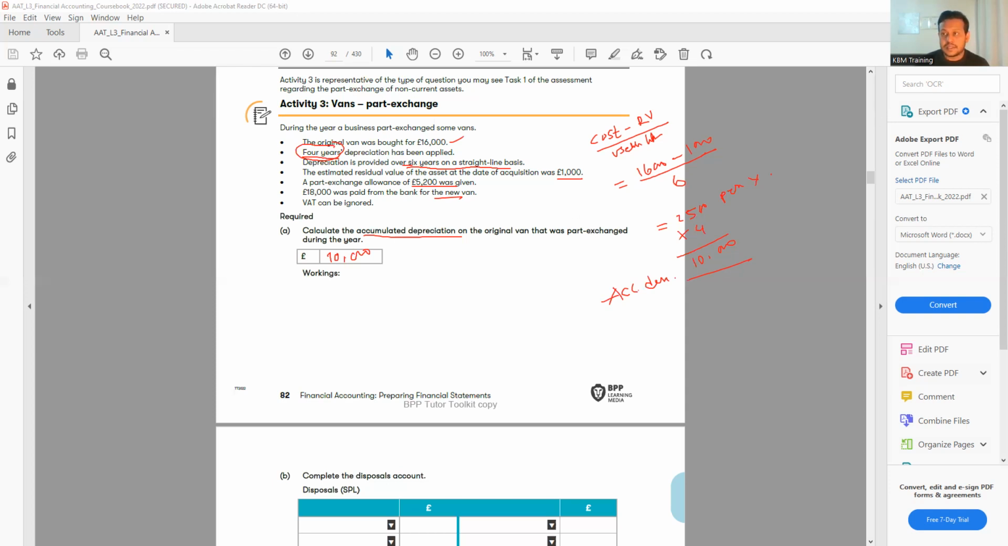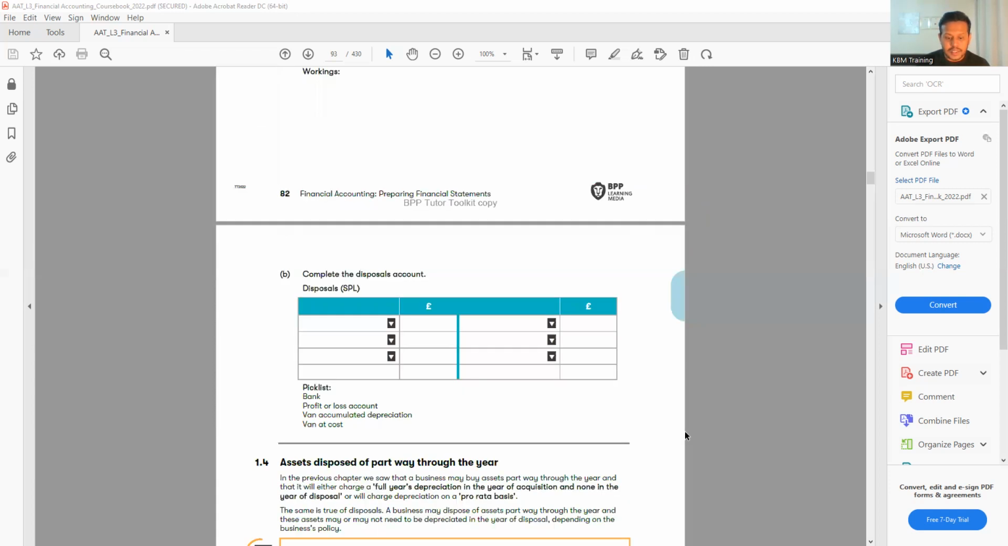Okay, let's do the next thing. The next one says complete the disposal account. So let's try to do the disposal account. The first thing, the old van that we have purchased, has to go because we sold it, so we don't have it anymore. So you're going to say disposal is debit and the van is credit. So van at cost, the van we sold, 16,000. This one has to go because we sold it. We don't have this van anymore.